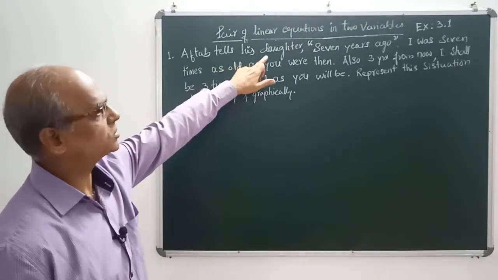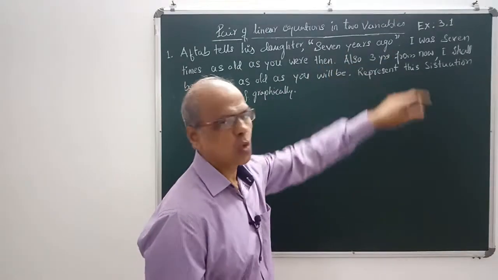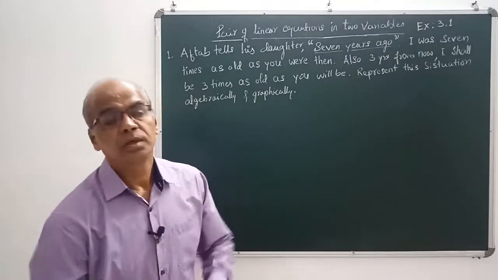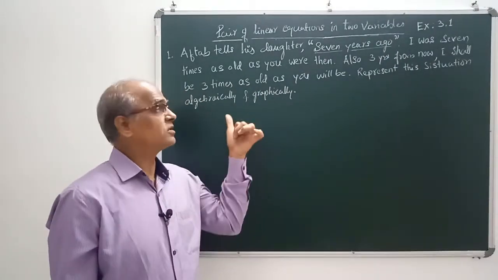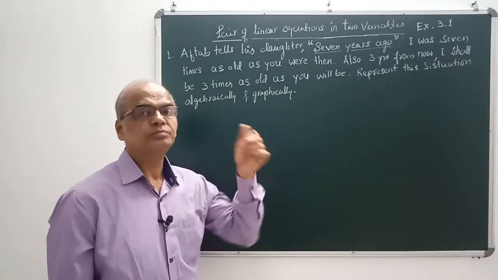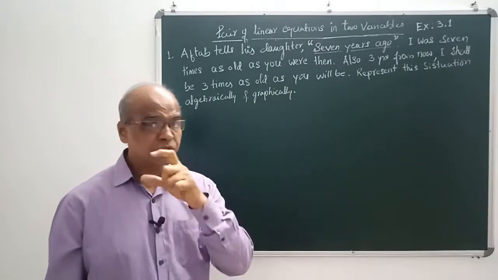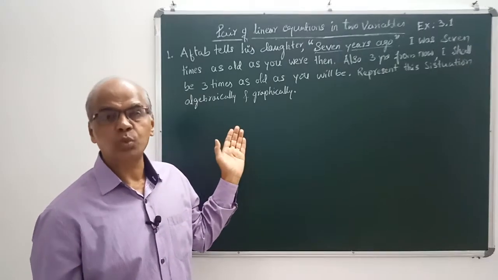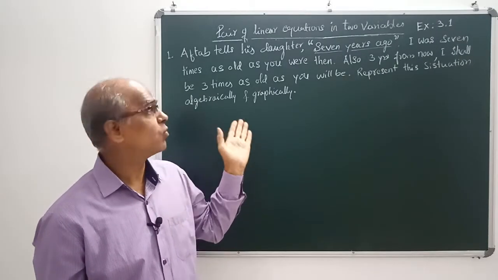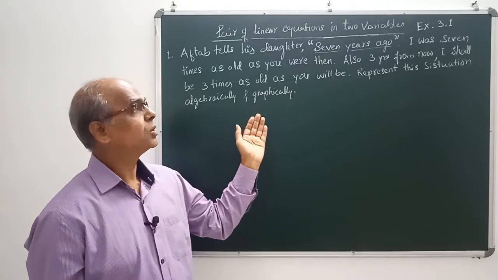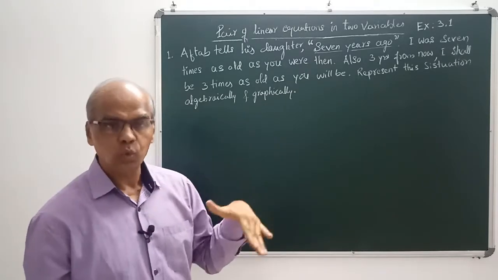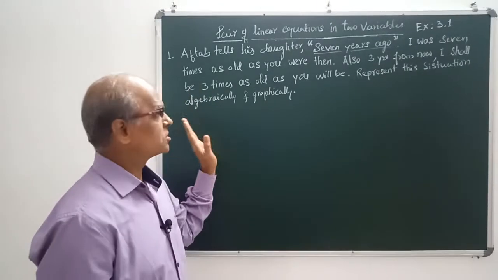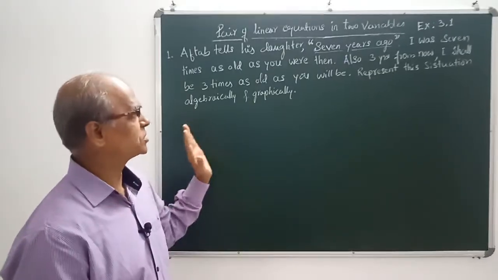Aftab tells his daughter, 7 years ago, this has to be underlined. Always in this chapter, and in quadratic equations, whenever situations are given, they are in statement form of sums. So you have to read the statements once or twice till you understand what is given and what we have to find out, what we are asked to do. Understood?